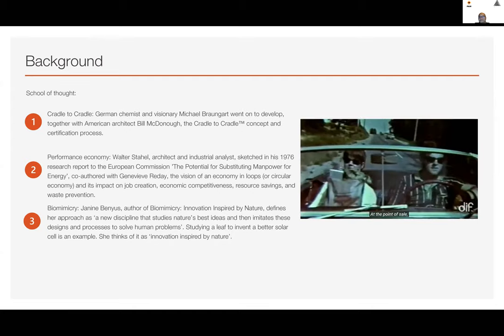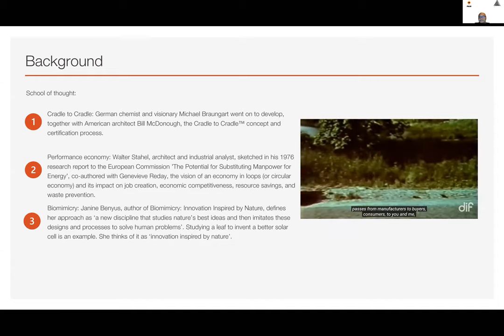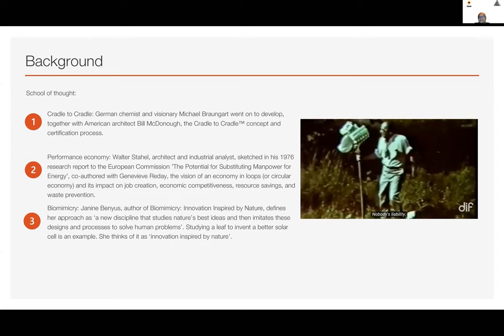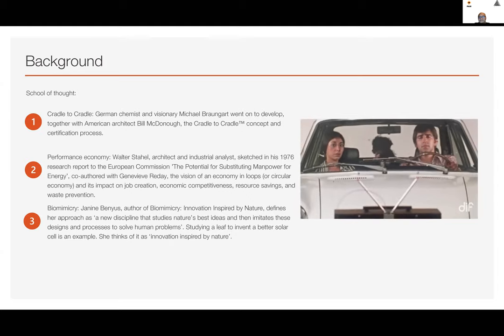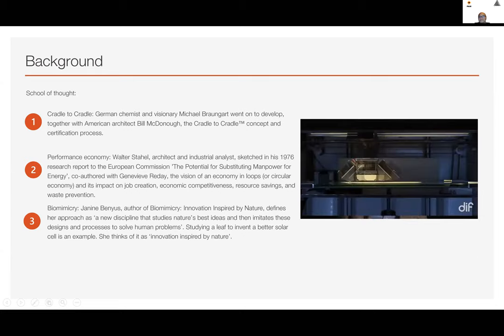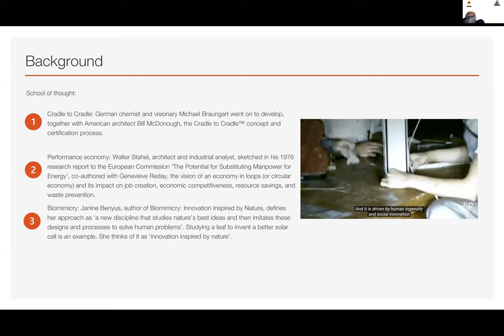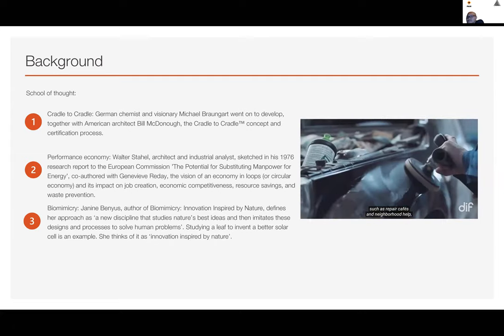At the point of sale, liability for the use of objects and their end-of-life waste passes from manufacturers to buyers, consumers, to you and me, to society at large. Nobody's liability. The cost will be borne by the taxpayer. Now, the circular industrial economy is applying circularity to the stocks of manufactured objects, cultural and human capital. But this is a circular economy of abundance, not of scarcity. And it is driven by human ingenuity and social innovation, such as repair cafes and neighborhood health, not by sheer necessity.